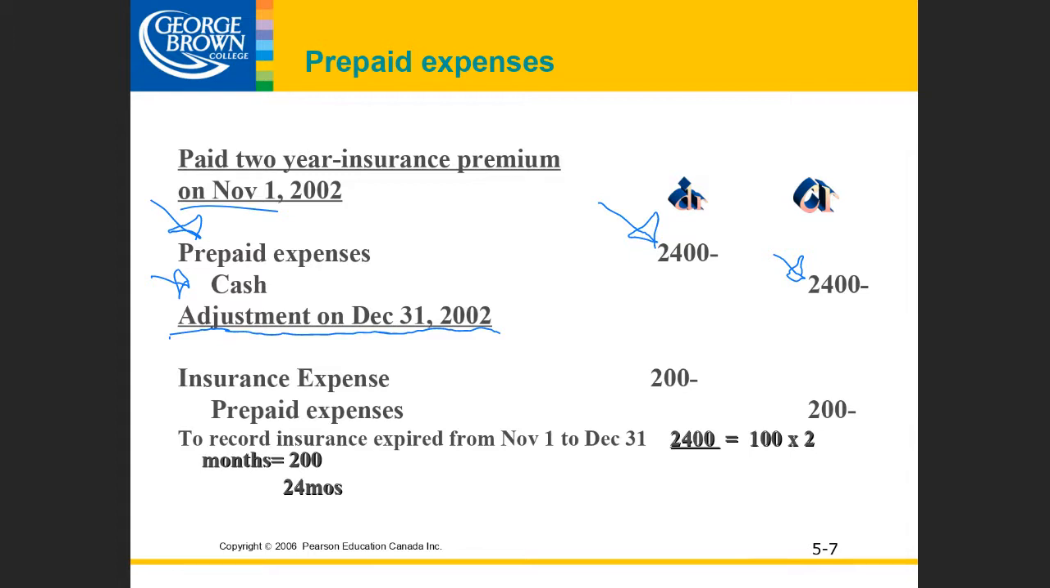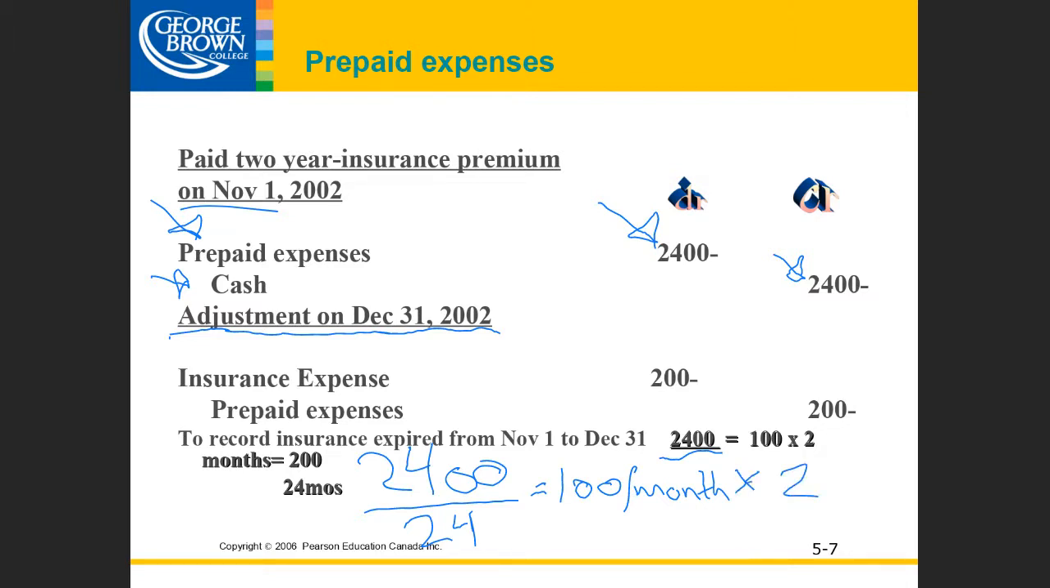So if we take $2,400 and divide it by 24 months, because that's 2 years, we get $100, and then we multiply it by 2 months. The math would look like this, because it gets a bit jumbled on the slide for some reason. $2,400 for 2 years or 24 months equals $100 per month. But we want to find the cost for 2 months. So we multiply that by 2, and we get $200.